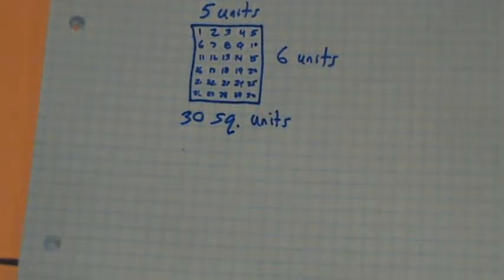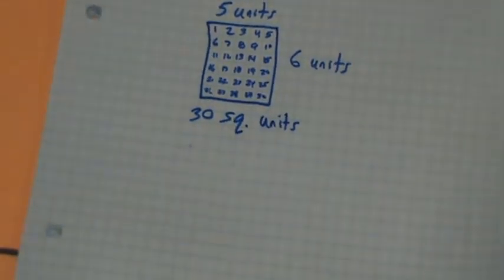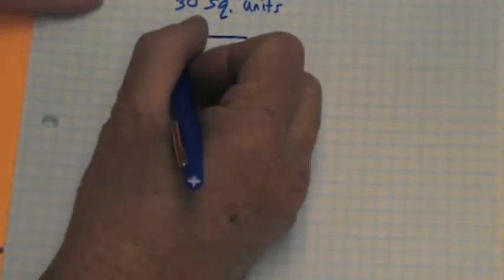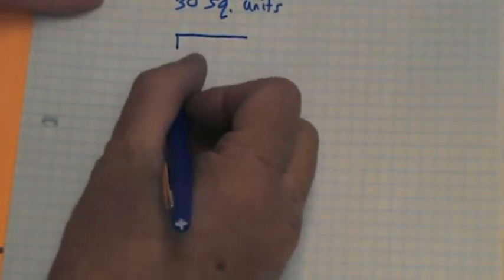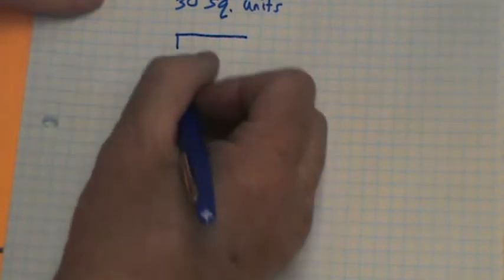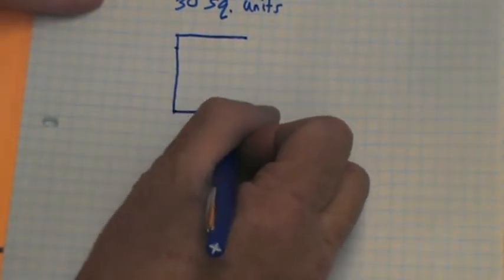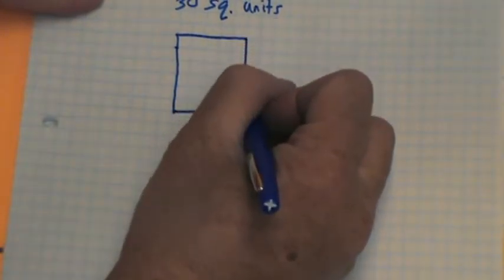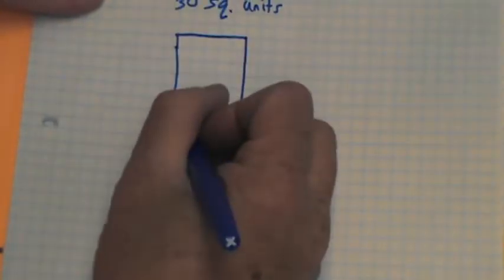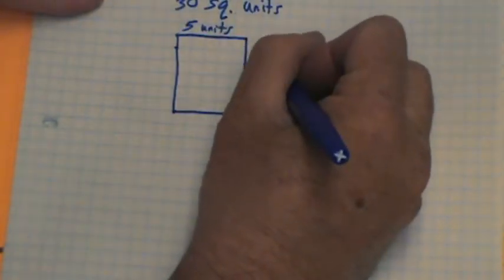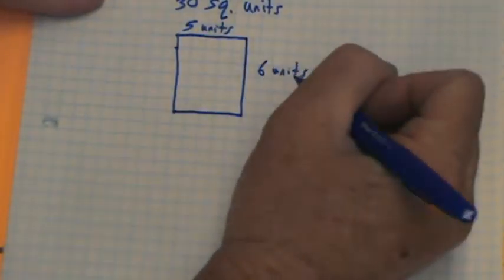Well, let's figure out another way to do this. Watch the magic happen. Let's make another one. We're going to go 1, 2, 3, 4, 5. 1, 2, 3, 4, 5, 6. Cut across for 5: 1, 2, 3, 4, 5. And down we go with 6. So we have 5 units and 6 units. There we go.